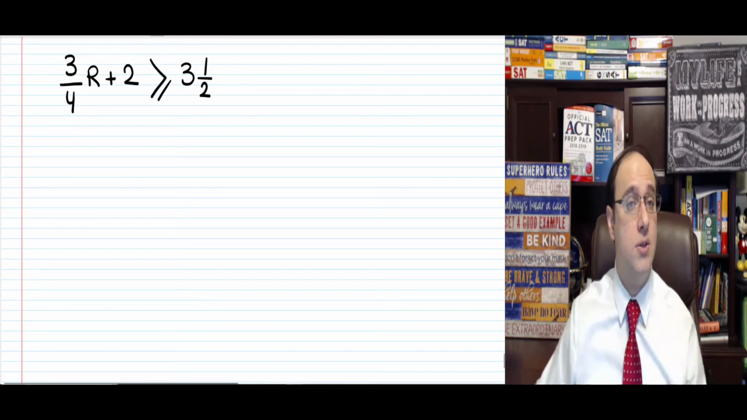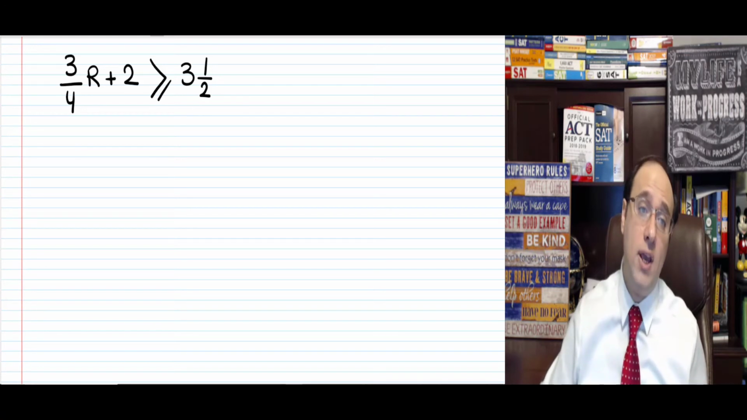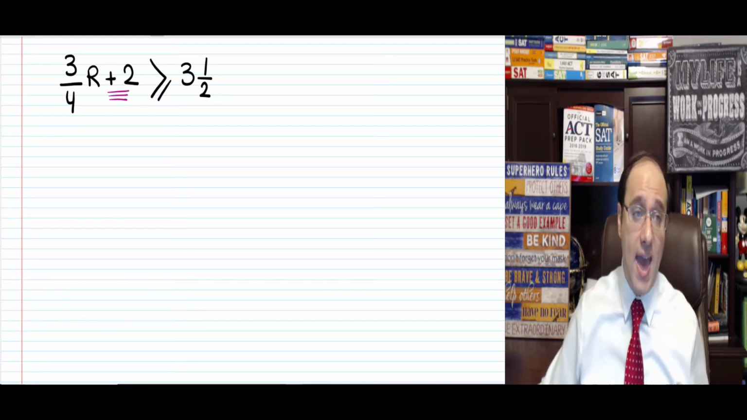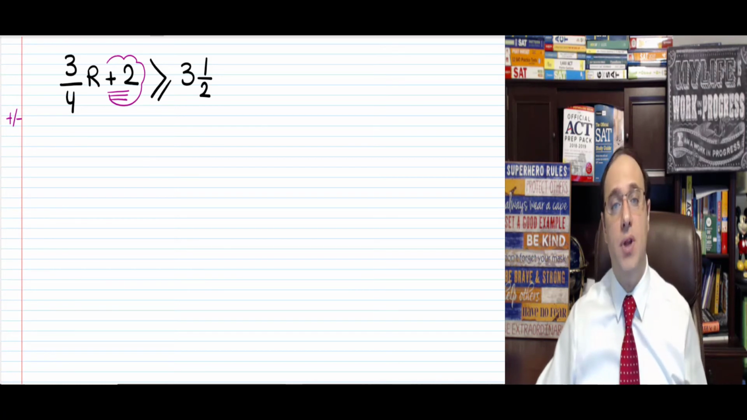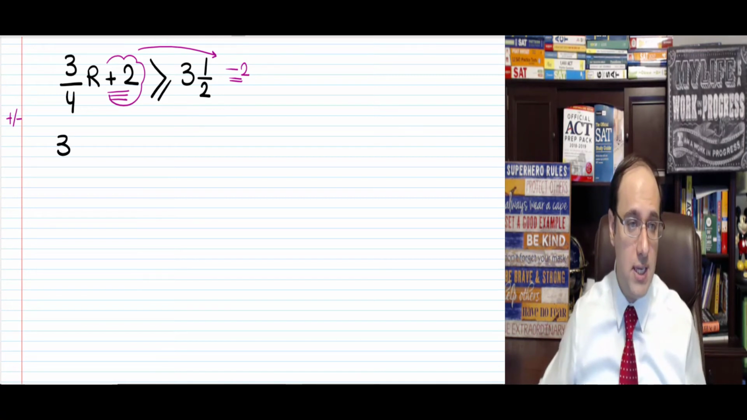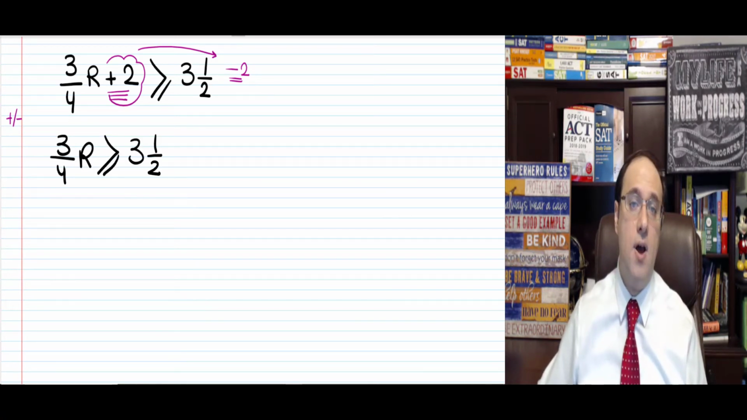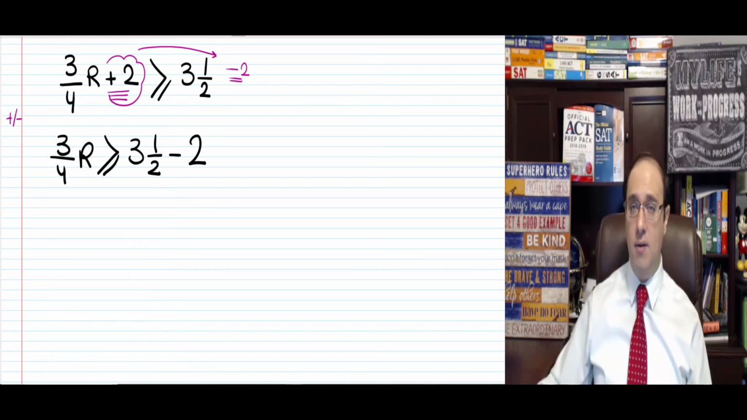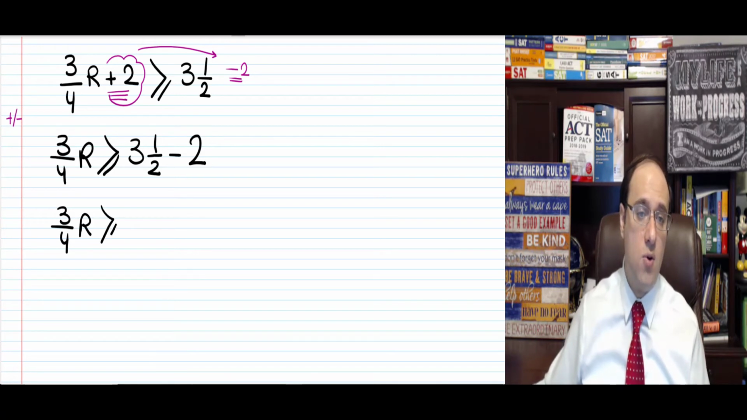Okay, let's do this. 3 over 4r plus 2 is greater than or equal to 3 over 2. Okay, we want to get rid of the plus 2, and the 3 over 4. But remember, we always get rid of what first? Pluses and minuses. So get rid of the plus 2 first. Plus 2 goes to the other side as minus 2. Always rewrite. You need to be neat in order not to make mistakes. 3 over 4r. Plus 2 already went. Greater than or equal to 3.5 minus 2. Okay? Super. 3 over 4r is greater than or equal to.